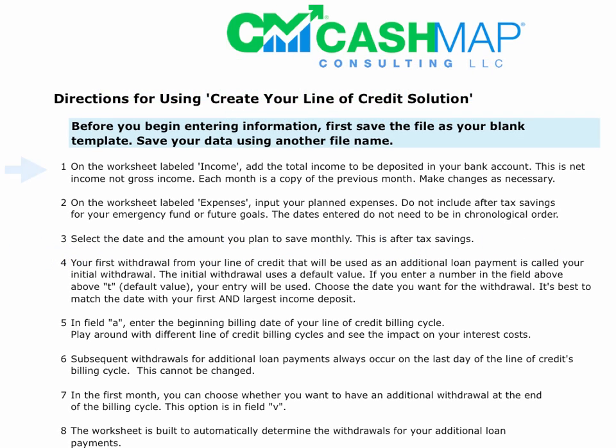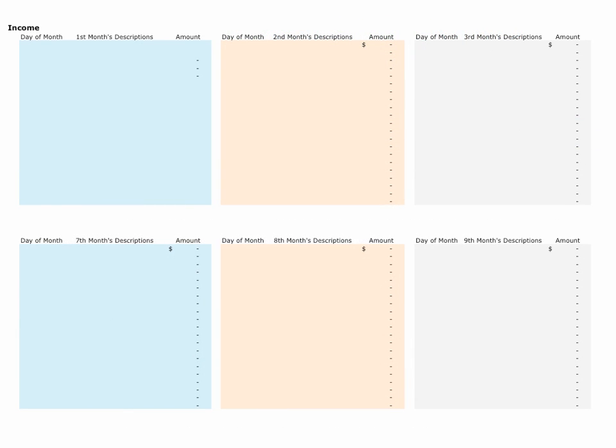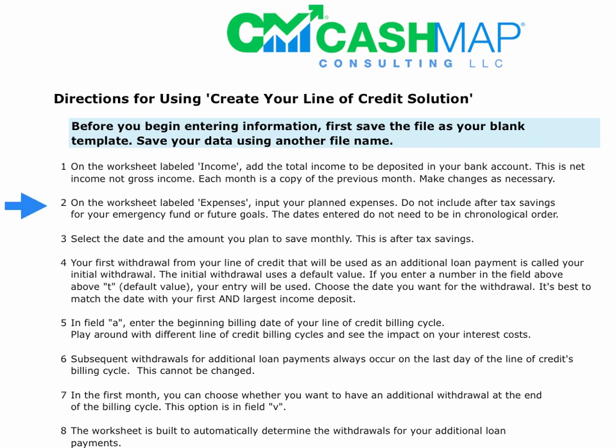After you do that, you're going to go to the worksheet labeled income. For the dollars that you actually deposit, you're going to note the date, the amount, and the description for each one. And you'll notice that as you enter it in the first month, it automatically copies it to the next 11. If there's a change coming, say in month 6, go ahead and make the adjustment and it'll automatically copy it to the remaining 5 months.